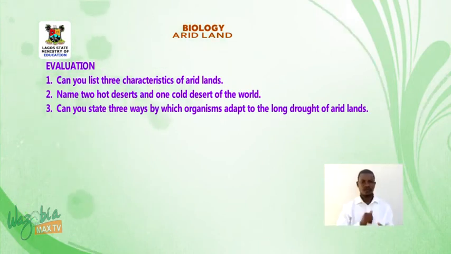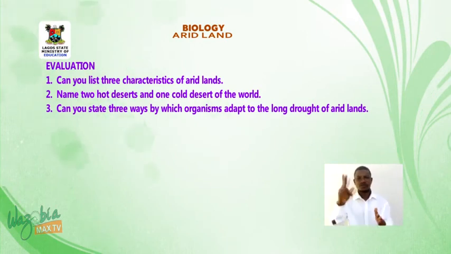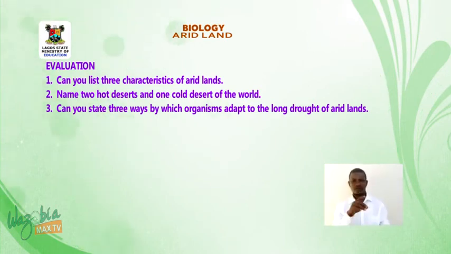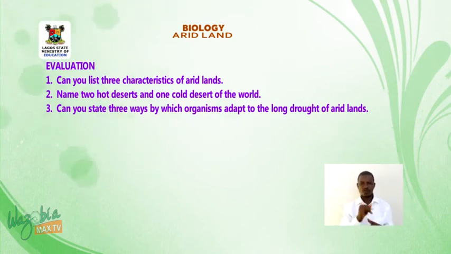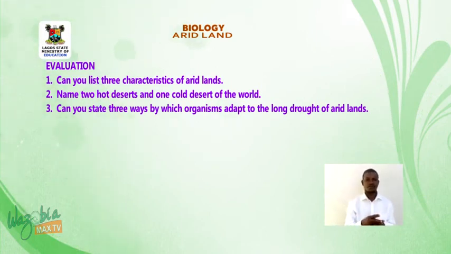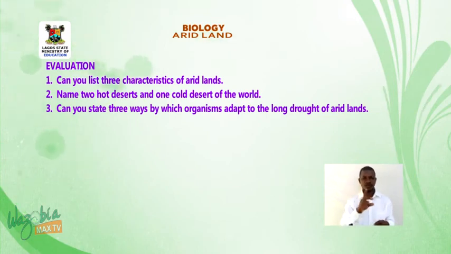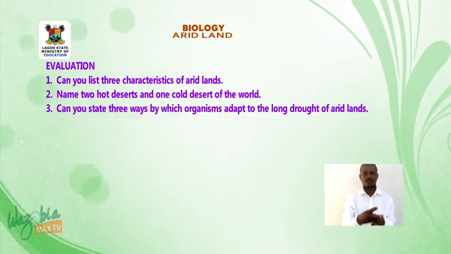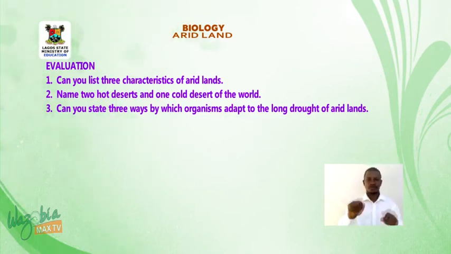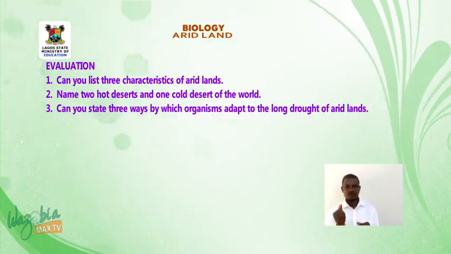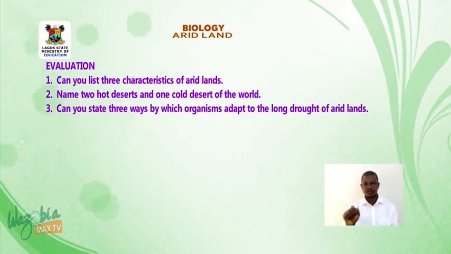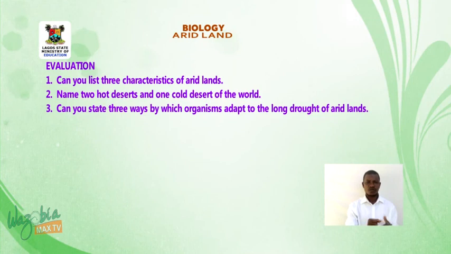Now, students, can we evaluate ourselves? 1. Can you list 3 characteristics of arid lands? 2. Name 2 hot deserts and 1 cold desert of the world. 3. Can you state 3 ways by which organisms adapt to the long drought of arid lands?